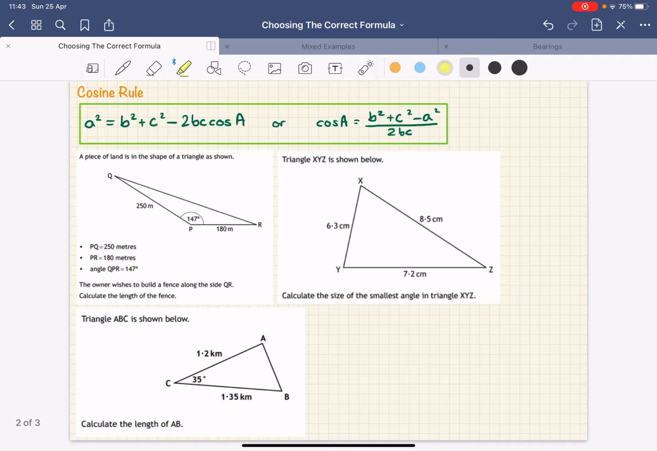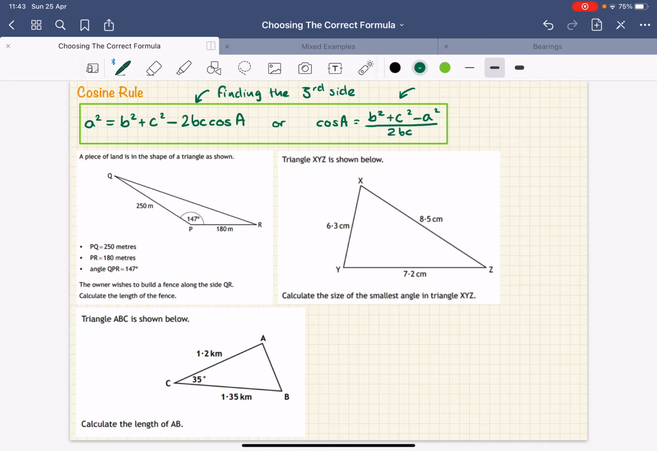So our cosine rule. You're given it in two forms. You're given it as a side, which is that a squared equals b squared plus c squared minus 2bc cos A. Or you're given it for finding the angle, where it's cos A equals b squared plus c squared minus a squared all over 2bc. So the key thing you want to look out for is, for this first formula here, you are always looking out for finding the third side.